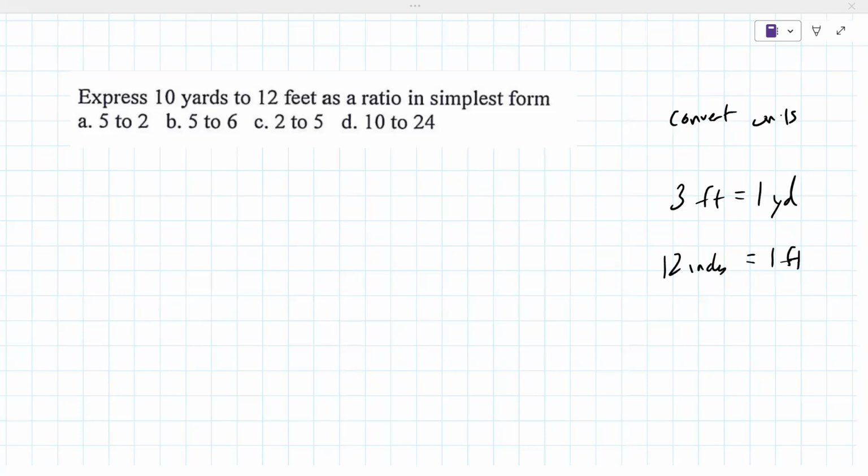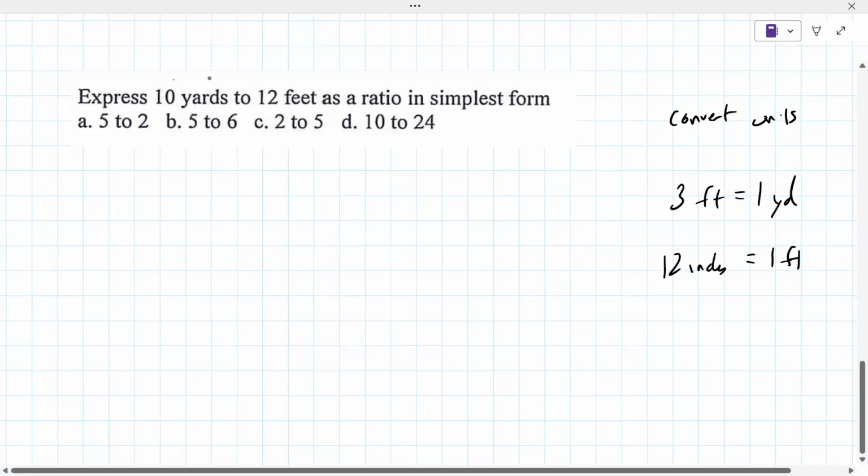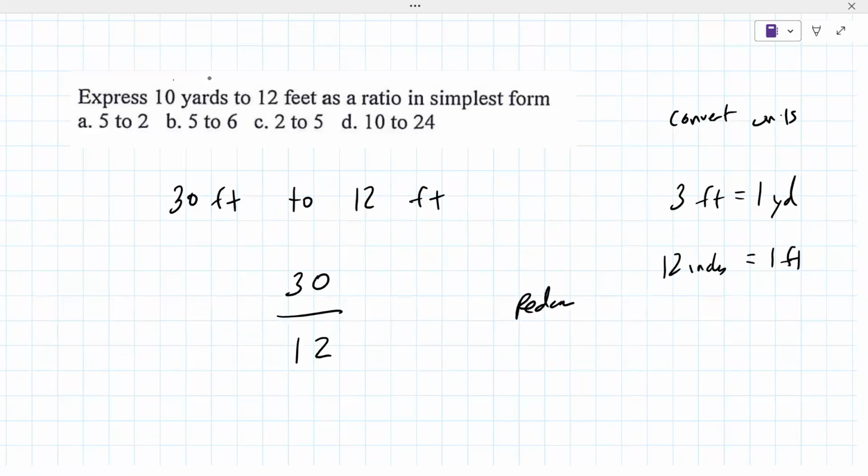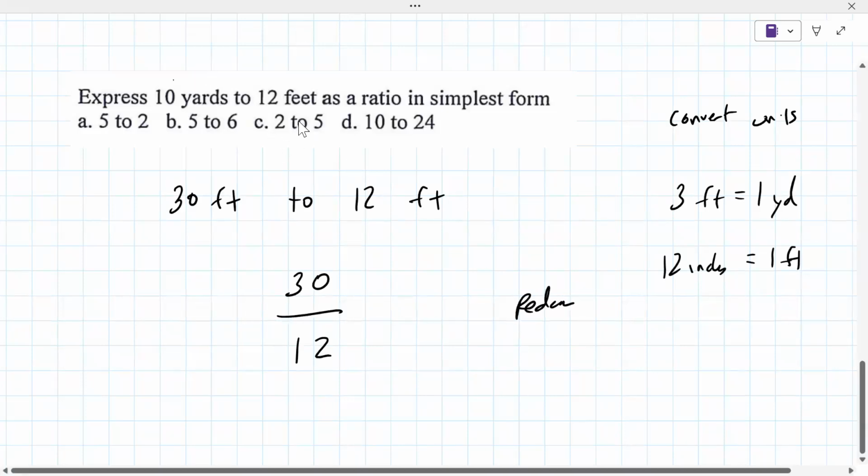Is it C, 2 to 5? So which one did you convert? The 10 yards or the 12 feet? 10 yards. So how many feet is that? 30. So we have 30 feet to 12 feet. You would generally write it as 30 over 12 and then reduce this fraction. So I heard answer C.